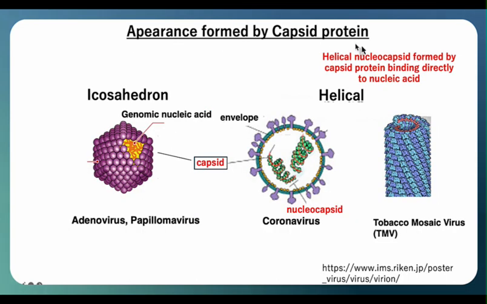Let's look at the appearance of the shell formed by the capsid protein. Capsid proteins form icosahedral or helical three-dimensional structures. The icosahedral capsid is formed by the regular assembly of small proteins. Genomic nucleic acids are stored in the shell. Viruses with such a capsid include adenovirus and papillomavirus. On the other hand, direct attachment of the capsid protein to genomic DNA or RNA forms a helical nucleocapsid, i.e., a complex of nucleic acid and capsid protein. The attachment of the protein to the nucleic acid results in the appearance of a helical capsid. An example of such is the coronavirus or tobacco mosaic virus.